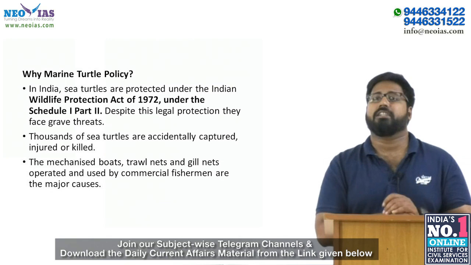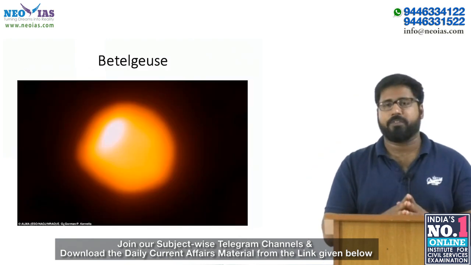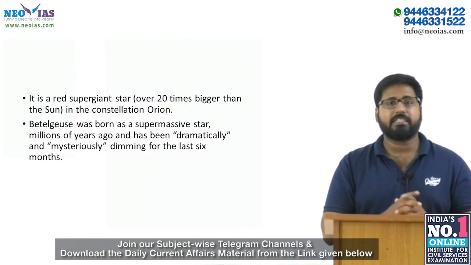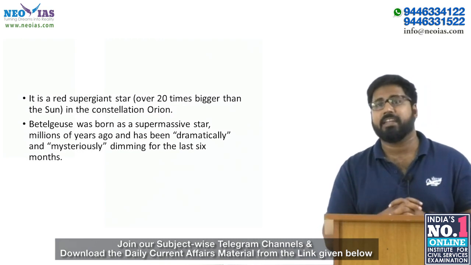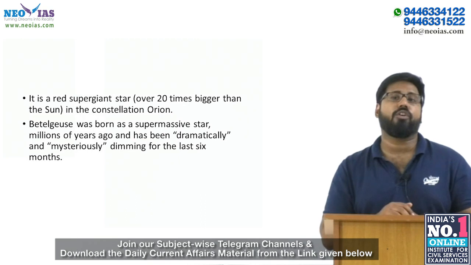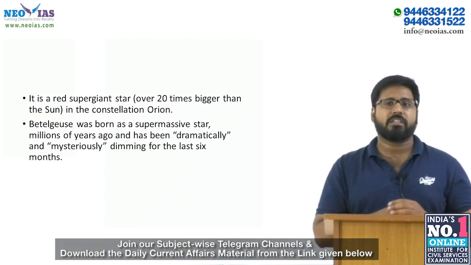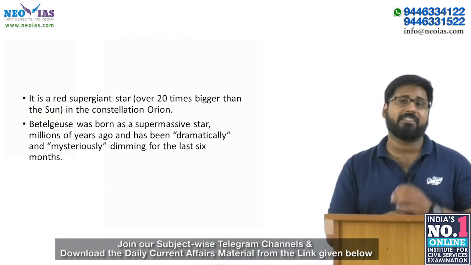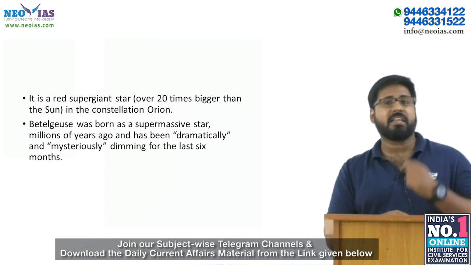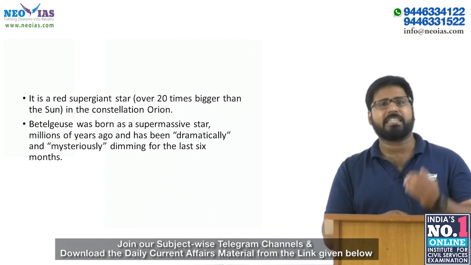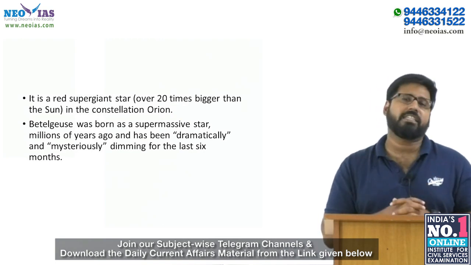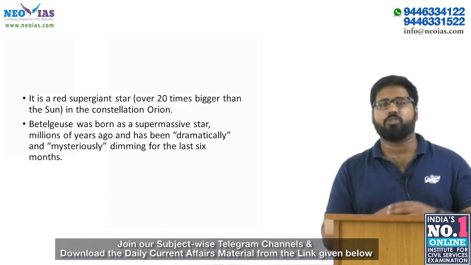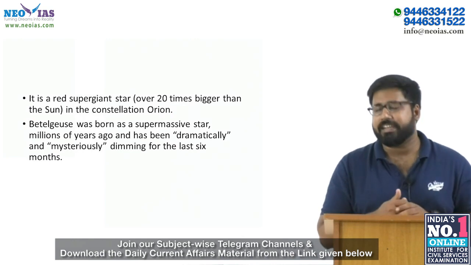Now coming to the next topic of the day, which is Betelgeuse. Understand, this is a red supergiant which is over 20 times bigger than the sun, and it is in the constellation of Orion. This is in the news because Betelgeuse was born as a supermassive star millions of years ago and has been dramatically and mysteriously dimming. Its brightness has been dimming significantly for the past 6 months. Scientists are trying to find out the reason behind this.